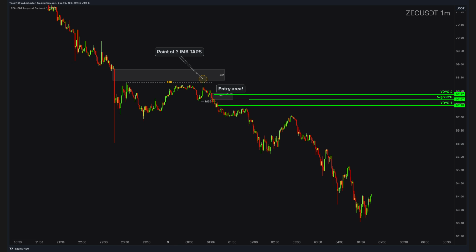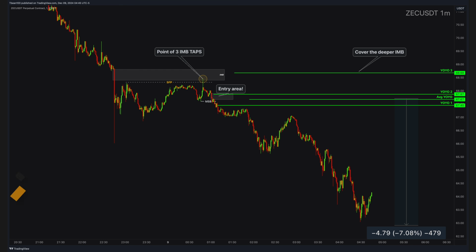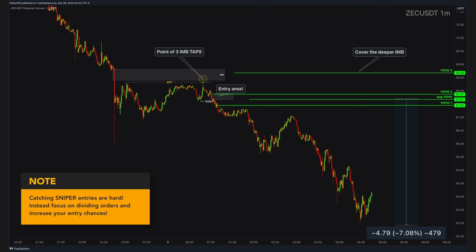But if you use a simple cost average with divided orders, you can catch a trade like this, a 7% movement here, instead of trying to achieve a perfect sniper entry all the time. All you need to do is cover the logical entry areas with divided orders. A simple strategy, a simple master plan. Divide and conquer. This way, you will catch most of the trades without failures.